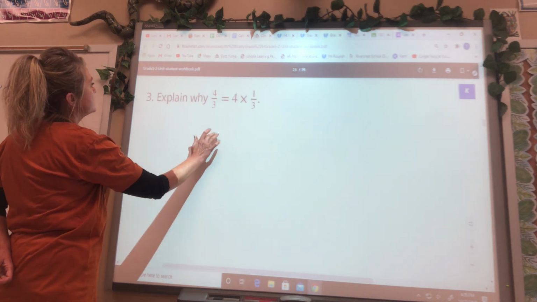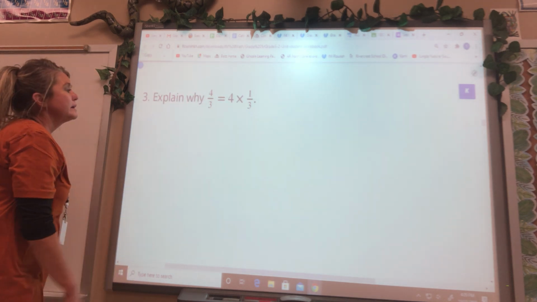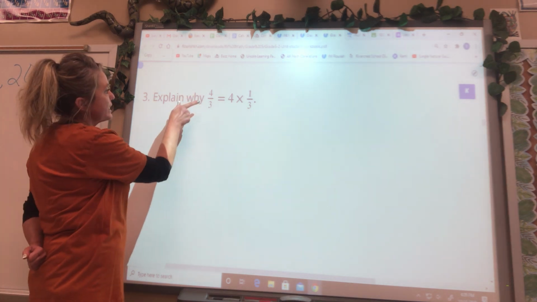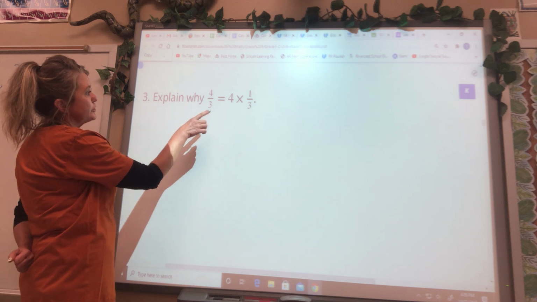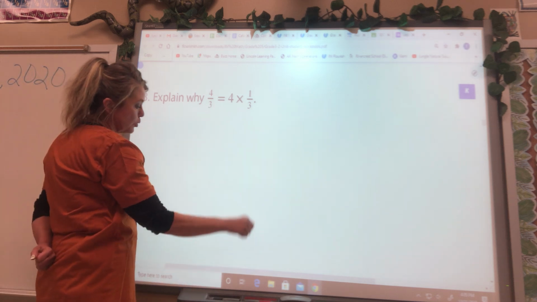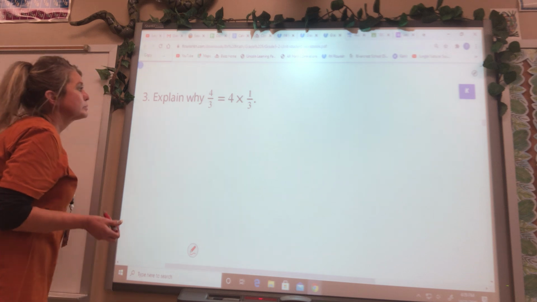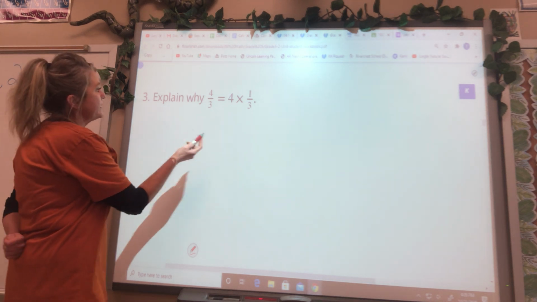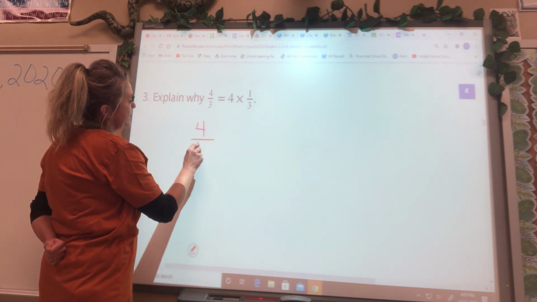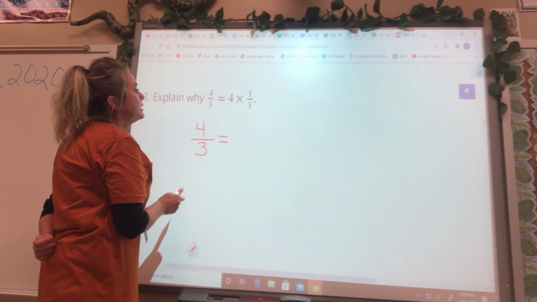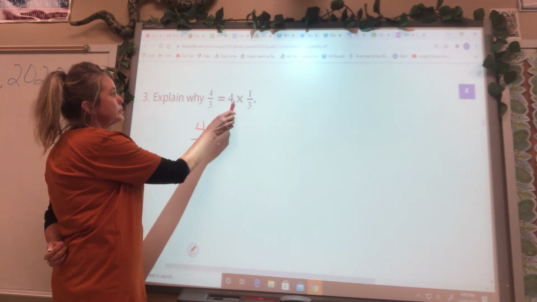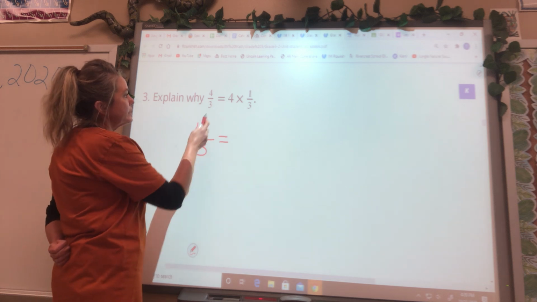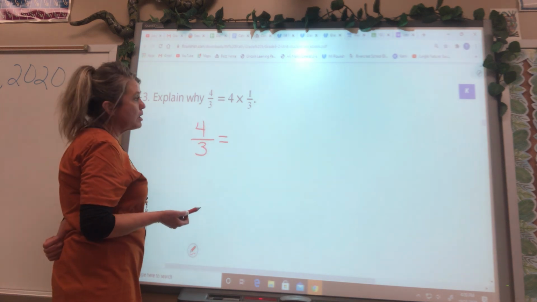Okay, on this one, it's asking us to explain why 4/3, which we know we can read as 4 divided by 3, is equal to 4 times 1/3. If we take a look at this and we write it, we know that on this side we have 4/3. Anytime we're multiplying a whole number times a fraction, it's easier to look at the whole number if you write it as a fraction also.